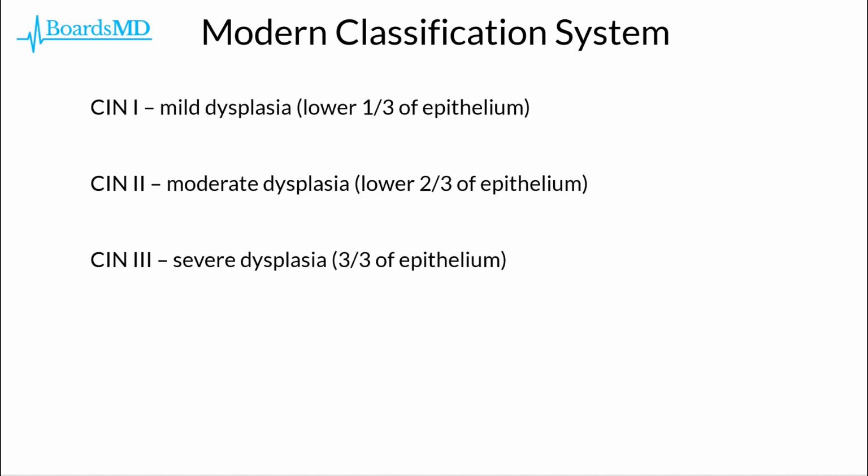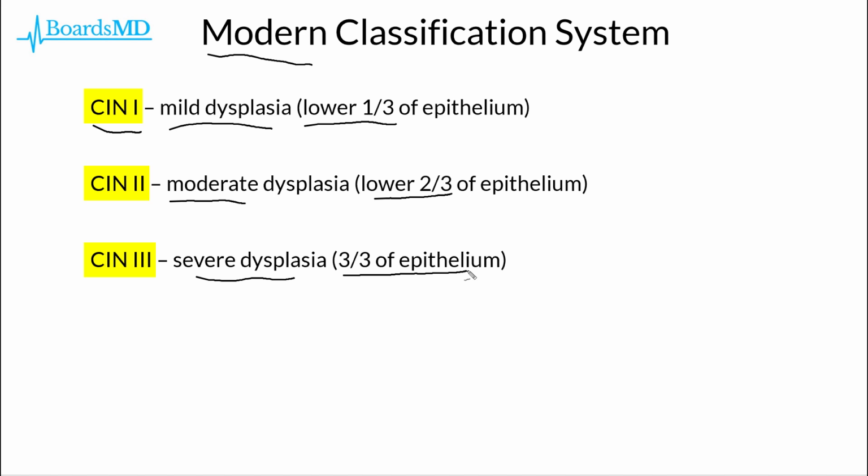In addition to the Bethesda classification system, we can also utilize the modern classification system, which splits the different types of dysplasia into 3 different types. These include cervical intraepithelial neoplasia, or CIN type 1, in which there is mild dysplasia involving just the lower 1/3 of the epithelium. In CIN2, we are going to have moderate dysplasia, which involves the lower 2/3 of the epithelium. And in CIN3, we have severe dysplasia, which essentially involves the full thickness of the epithelium.